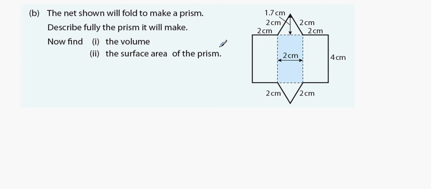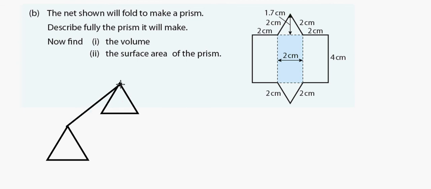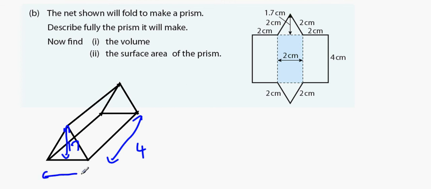So the prism it will make, okay, we'll have a triangle here at the front, a similarly sized triangle at the back, and these are going to be joined together to make three rectangular faces, a base and two sides, and two triangular faces at the front and back. Now the triangular faces at the front and back are going to be height 1.7 centimeters. Its length here should be 4, and the width at the front will be 2, and the side distance here will also be 2.